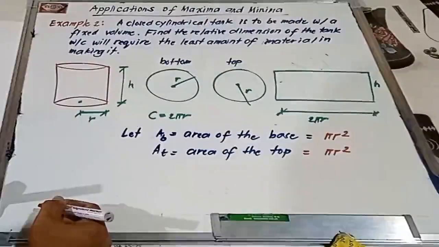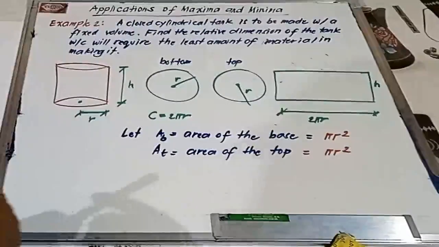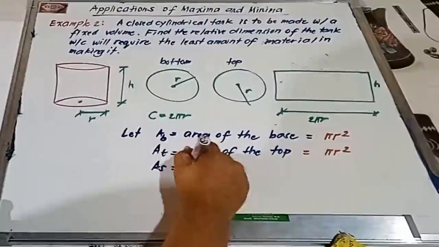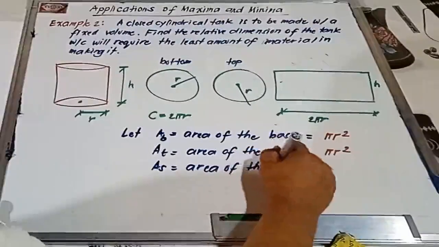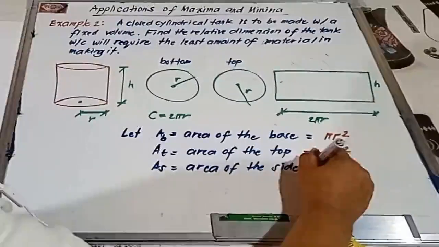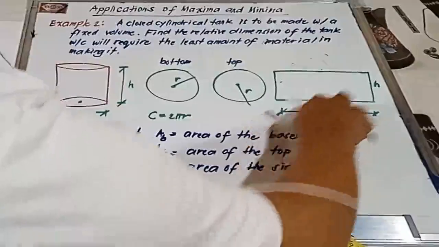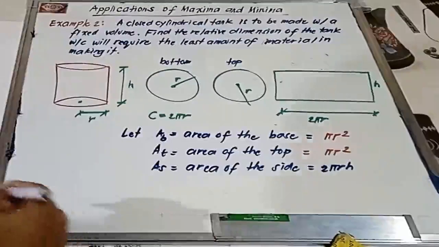Okay? And sabihin natin to, ito yung rectangle natin. Area of the side, gawin natin A sub S. Area of the side. Ang area niya ay the length times width. So that is, ito yung length, ito yung width, di 2 pi RH. Okay. So, gawin natin red.